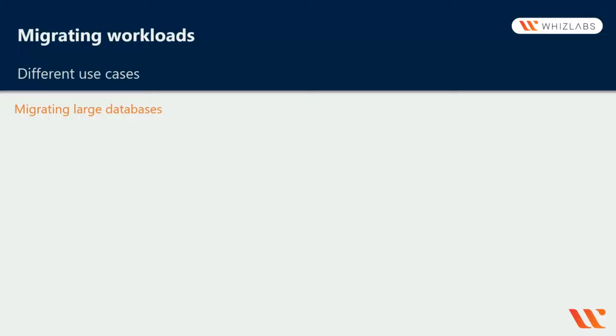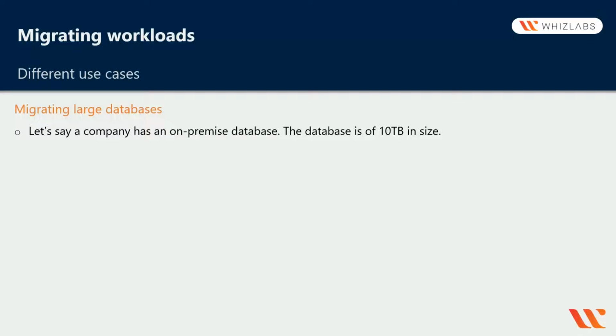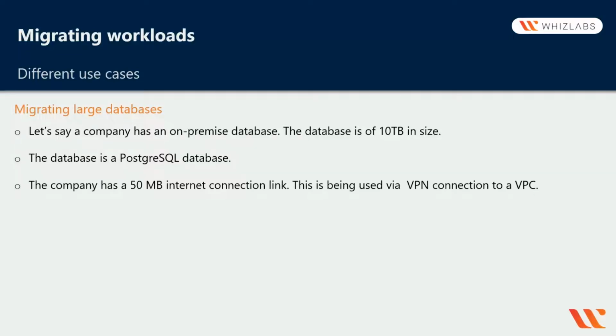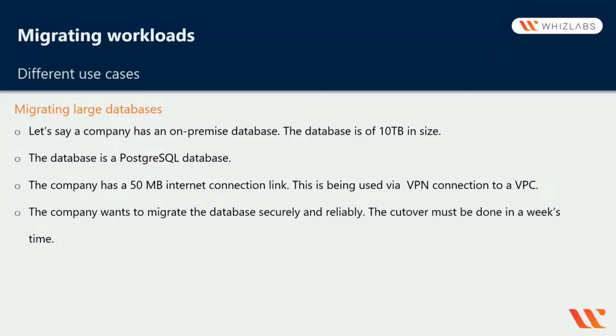Let's look at another use case scenario, migrating large databases. So now let's say a company has an on-premise database. The database is 10 TB in size. The database is a PostgreSQL database. Now the company has a 50 MB internet connection link. This is being used via a VPN connection to a VPC. Now they want to migrate the database onto AWS securely and reliably, and the cutover must be done within a week's time.